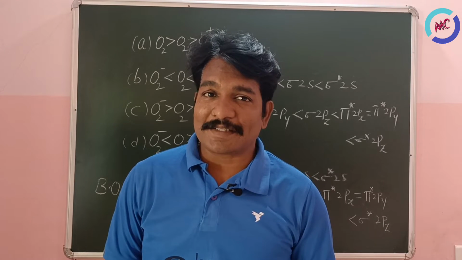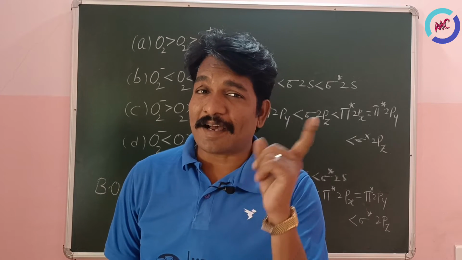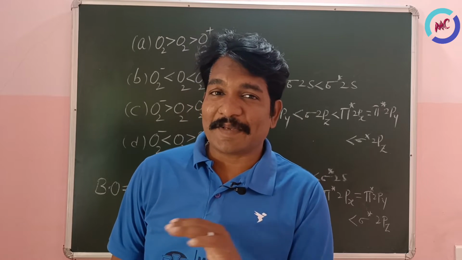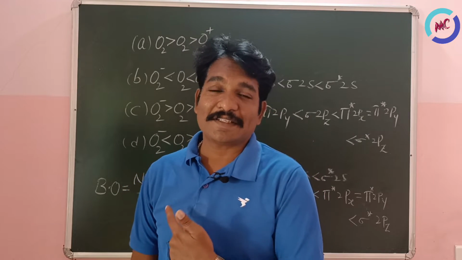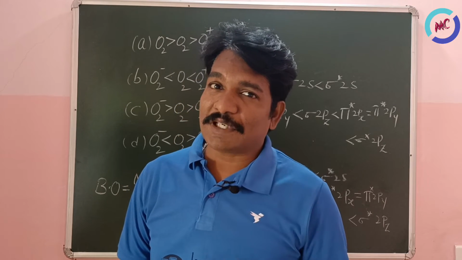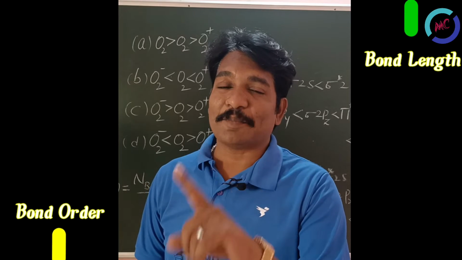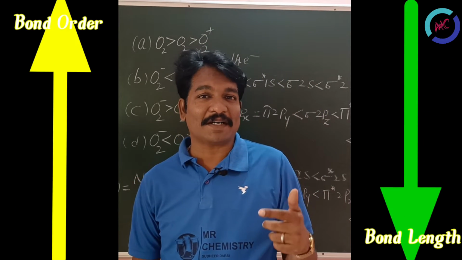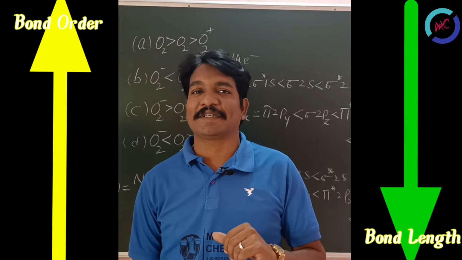Now they are asking one interesting one. They are asking the order of bond length. See here, for the order of bond length, they are not giving anything related to bond length. They have given something related to bond order. And you have to know one important thing: bond order and bond length are inversely proportional. More the bond order, less will be the bond length. That is an important relation among these things.